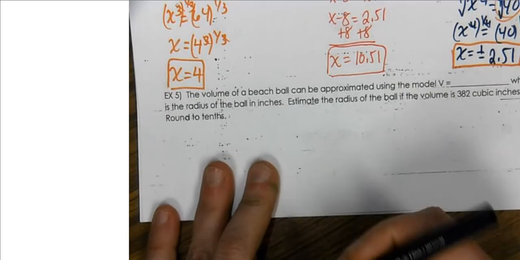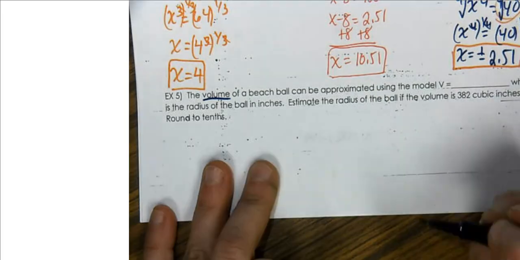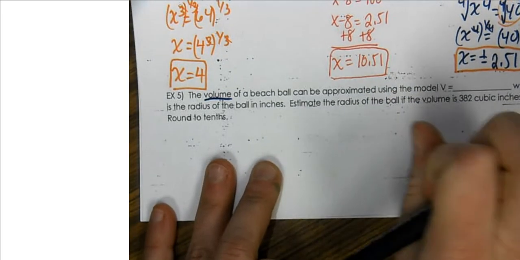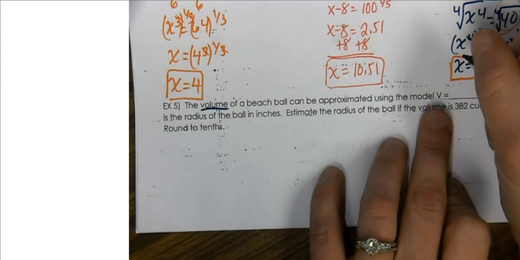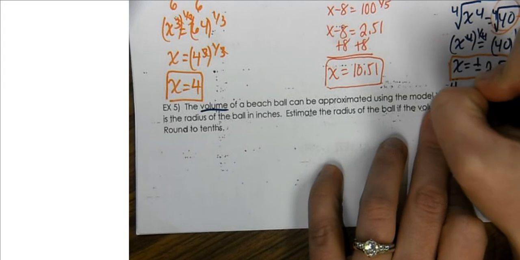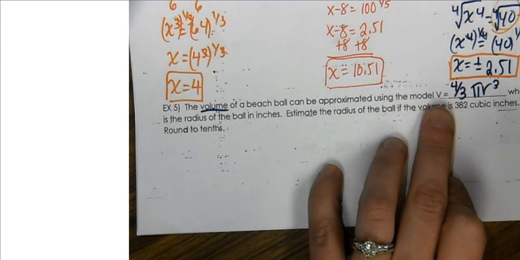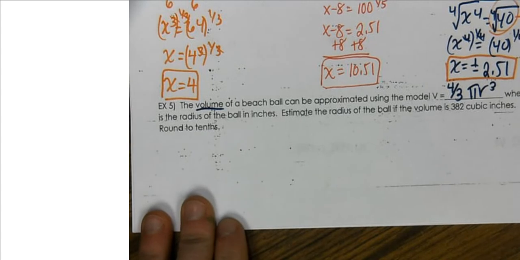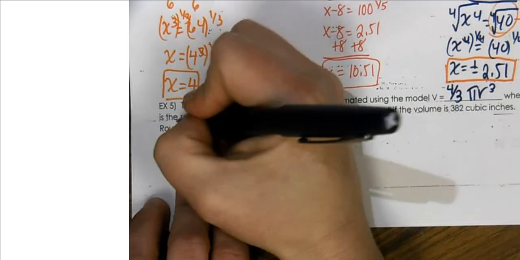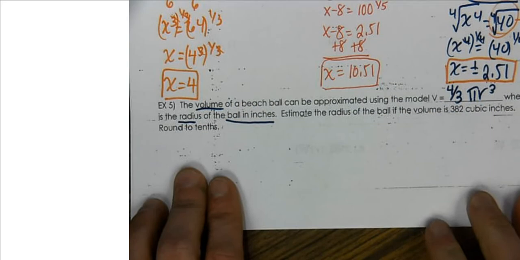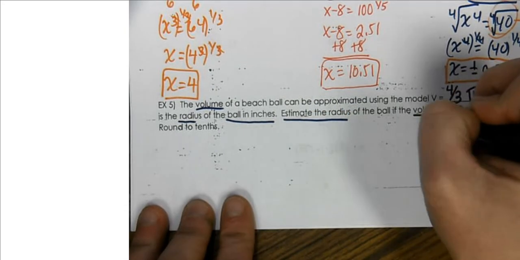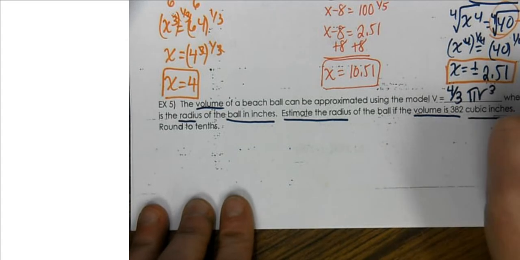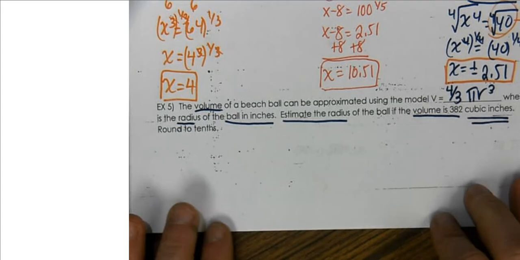And that is the volume of a beach volleyball or a beach ball can be approximated by using the model V is equal to 4/3 pi r cubed. And these are problems that you learned when you were in geometry last year. This is where r represents the radius of the ball in inches. We want to estimate the radius of the ball if we are told that the volume is equal to 382 cubic inches. We're going to round our answer to the nearest tenth.